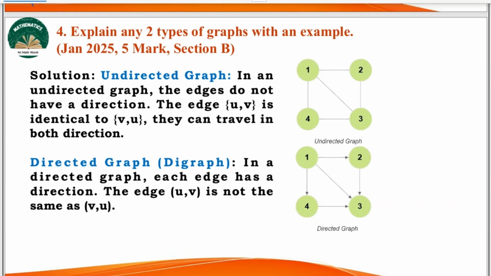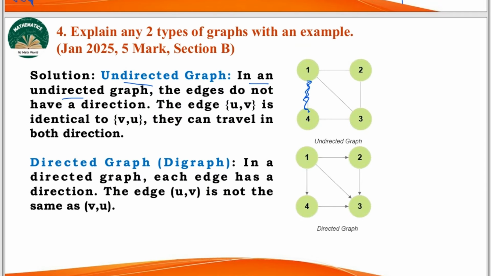Explain any two types of graph with an example. So two types of graph, you can write any types of graphs. I'm just taking two types here: undirected and directed graph. In an undirected graph, the edges do not have a direction. The edge uv is identical to vu. Either I can go from 1 to 4 or I can go from 4 to 1. It doesn't matter, they can travel in both directions. It's called an undirected graph.